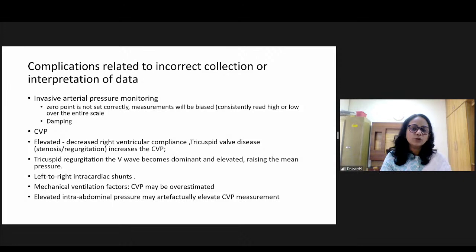And with respect to CVP, as I was telling you earlier, decreased right ventricular compliance and tricuspid valvular diseases increase the central venous pressures. In positive pressure ventilation also, central venous pressures are overestimated. And in patients with high intra-abdominal pressure, for example in laparoscopic surgeries, the central venous pressures may be artifactually elevated.